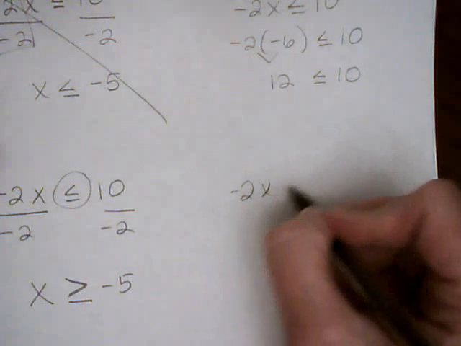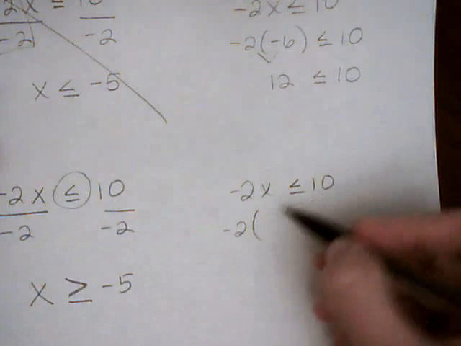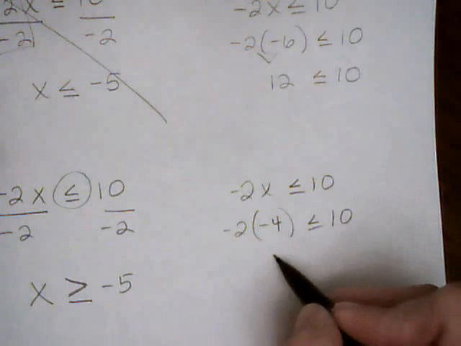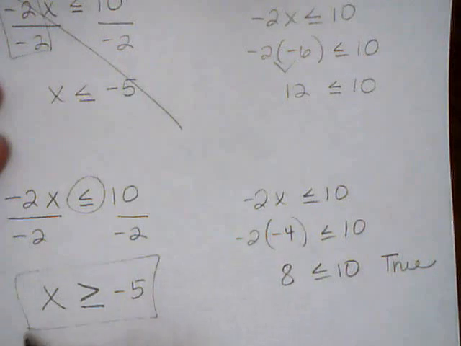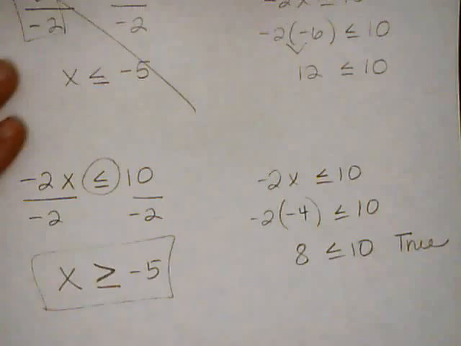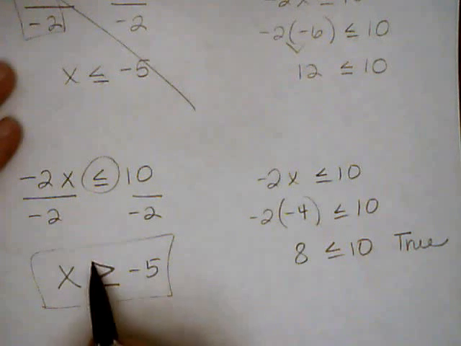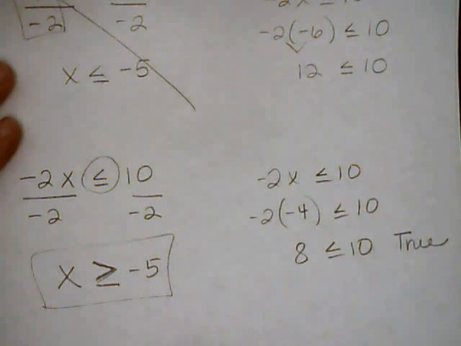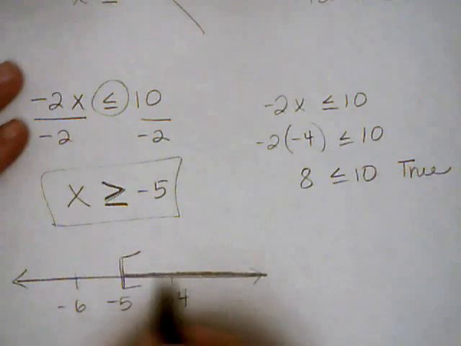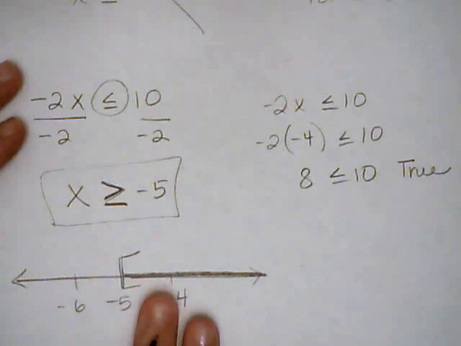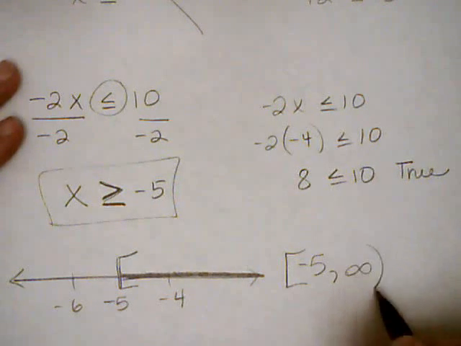Now if I wanted to check that, I go back to the original and pick a number greater than negative 5, which would be negative 4, and I get 8 is less than or equal to 10, which is true. So that tells me that this is the correct solution. If I want to graph this on the number line, negative 5, greater than, it's going to go to the right, and equal to means I'm going to have a bracket. So that's my graph, and then my interval will look just like this. Bracket, negative 5, going to the right means it's going to positive infinity.